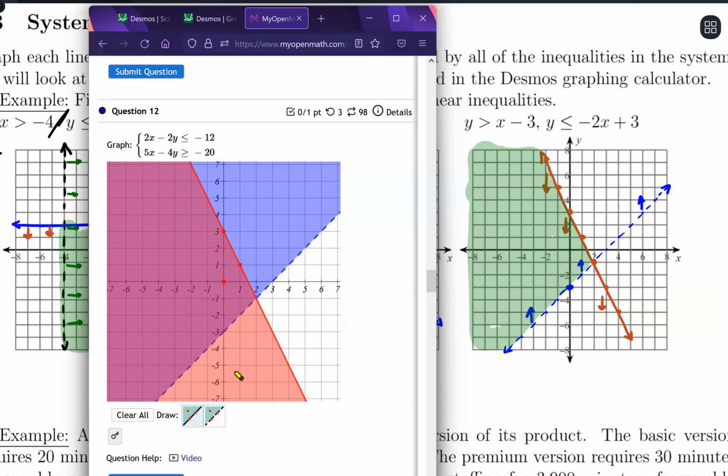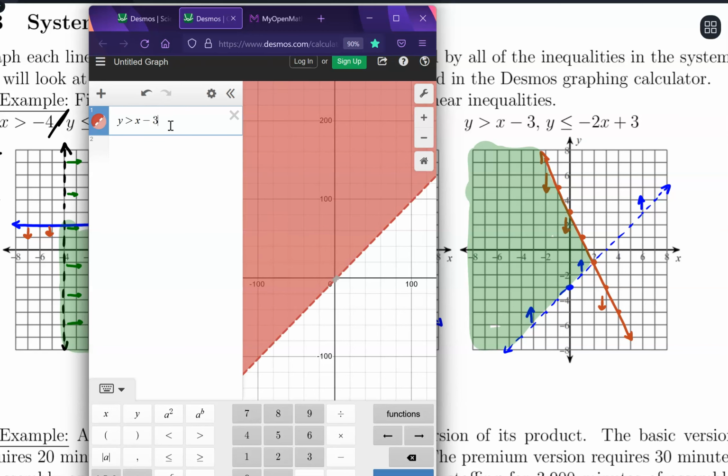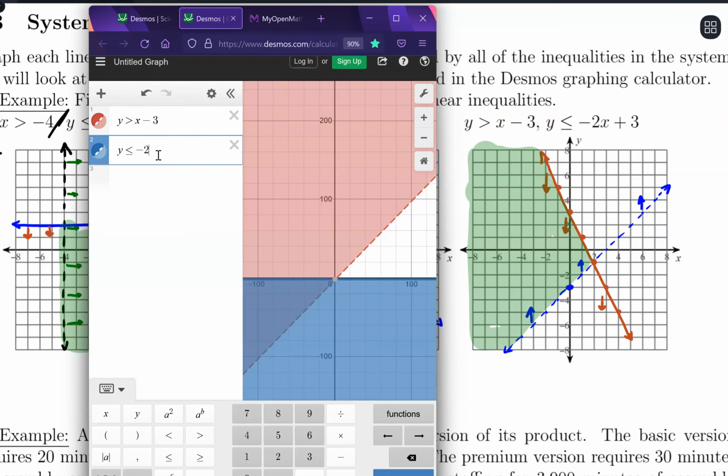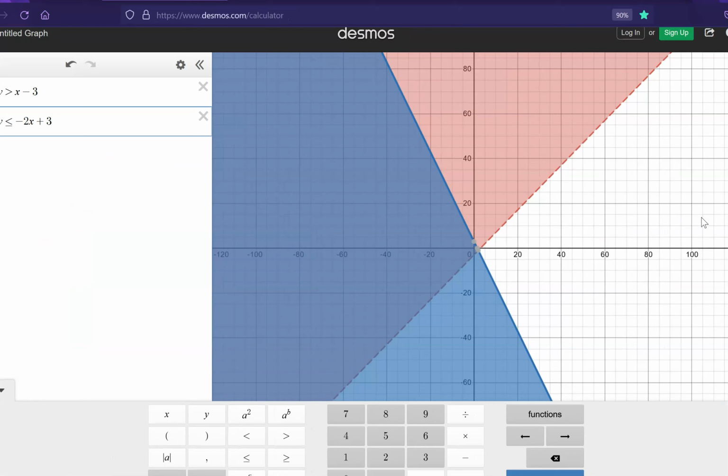This is giving a representation of where those two shaded areas intersect would be our solution. Similar thing happens in Desmos when we graph these. So if I graph y is more than x minus 3 and y is less than or equal to negative 2x plus 3, what we're going to see is there's a region where nothing is shaded, and that's because it's not a solution to either of the equations.